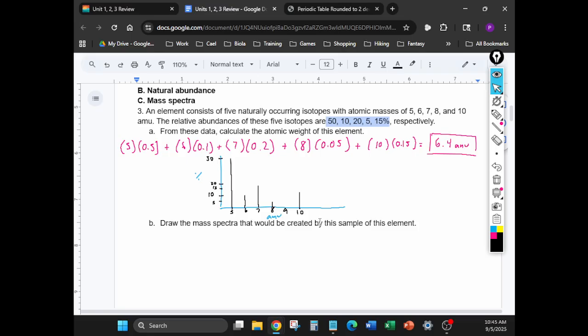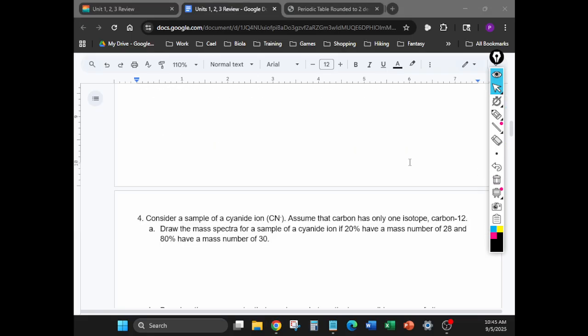Okay, that's pretty much all of the isotope-related things. Any questions about that? Well, actually, no, there's a little bit more. Sorry. All right, let's go on, and this is going to be a type of problem.